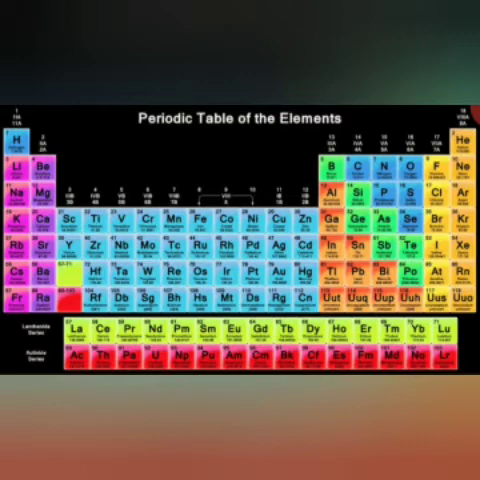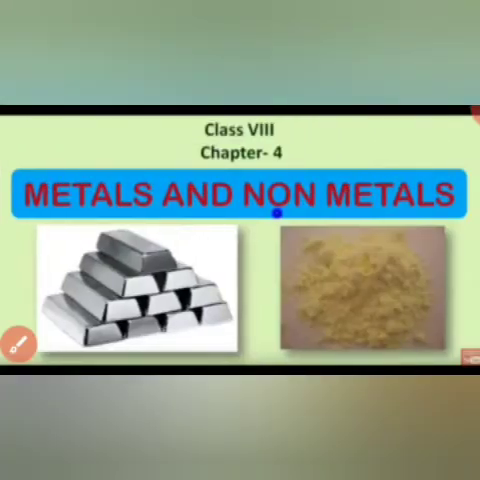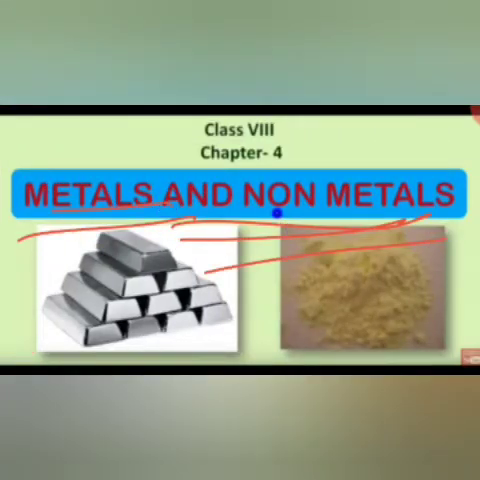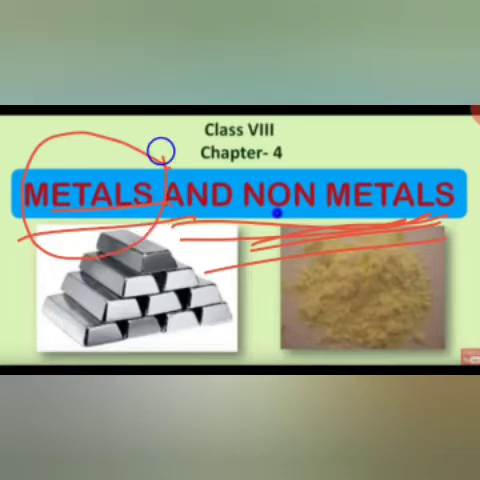So these are actually metals and non-metals. When scientists were distributing these elements in these various colorful boxes, they used some properties. Those properties only we have to discuss in this chapter one by one. So let's start understanding the properties of metals and non-metals.